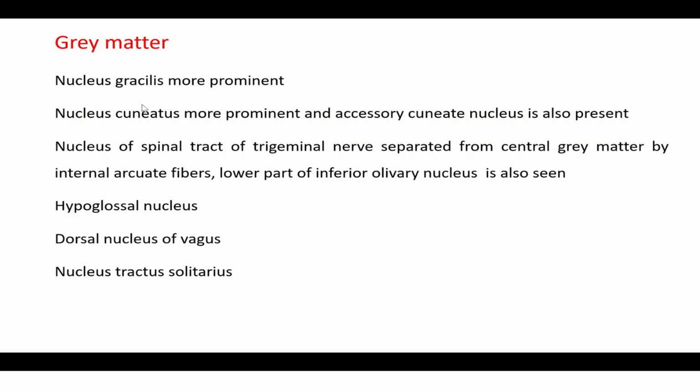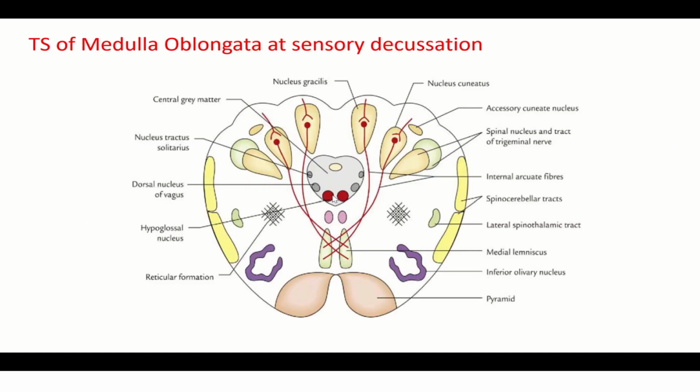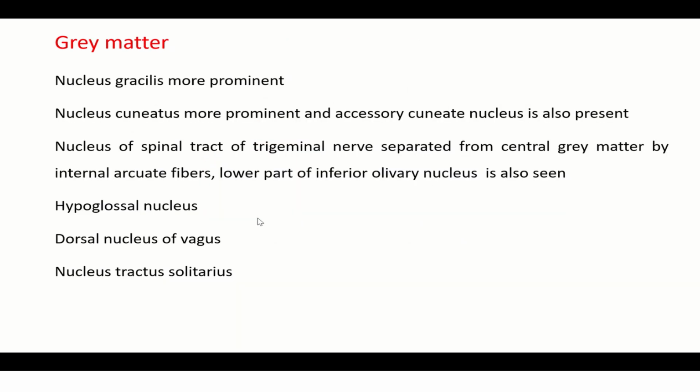Now here, what are the gray matter? Yes, nucleus gracilis you have seen. Nucleus cuneatus also you have seen. Accessory cuneate nucleus also you have seen. The nucleus of spinal tract of trigeminal nerve also you have seen. These are present on the dorsal aspect, and in the central gray matter you have seen the hypoglossal, dorsal nucleus of vagus and nucleus tractus solitarius.